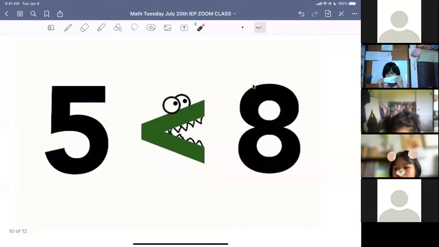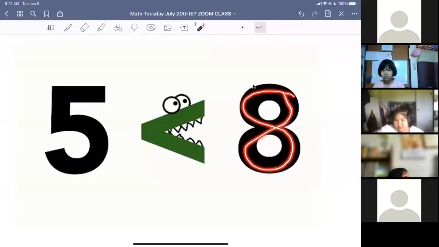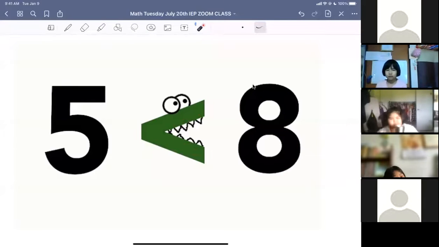Right, so we have 5 and 8. Here, the mouth will face the 8, because this mouth wants to eat the number 8. It wants to eat the bigger number.